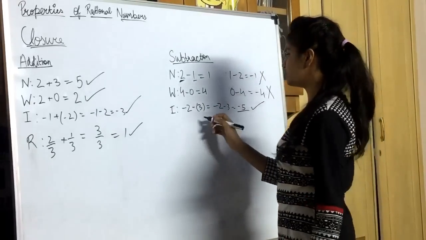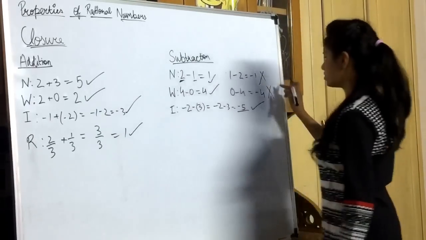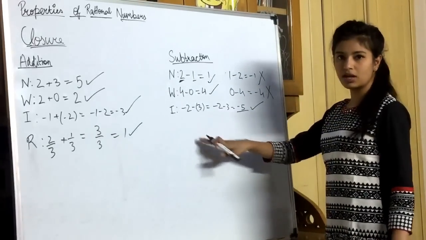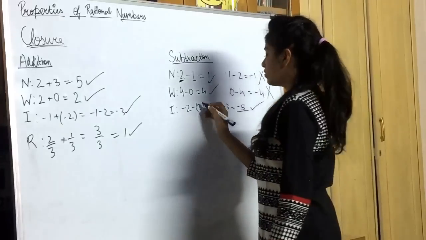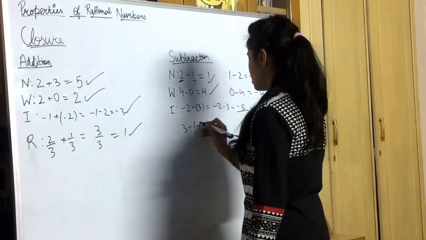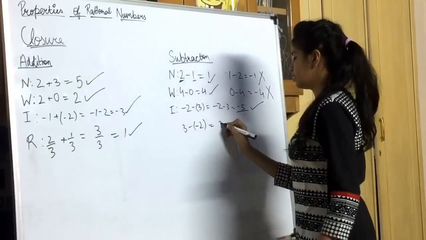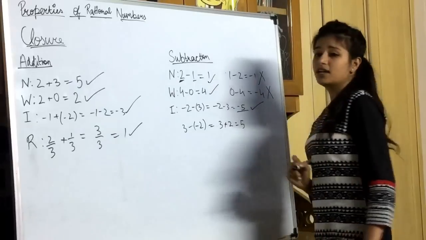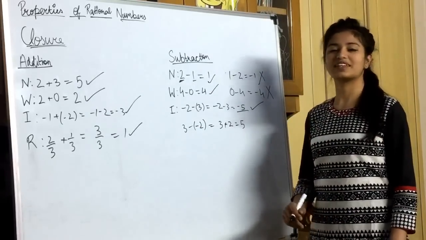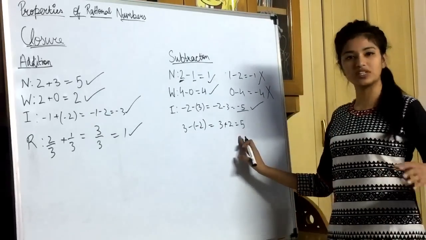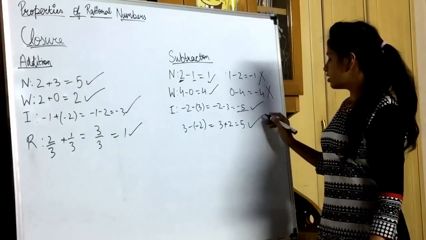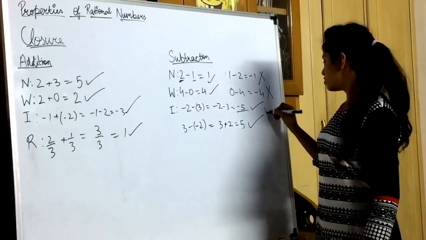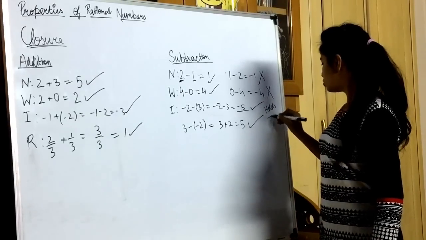What if we reverse the numbers? Here it holds true, but does it on reversing? Now we look at it after reversing: 3 minus minus 2 is equal to 3 plus 2, which is 5. Is 5 an integer? Yes, it is. This we have learned in the previous video, please refer to that. Now what we see is closure property holds true for integers.